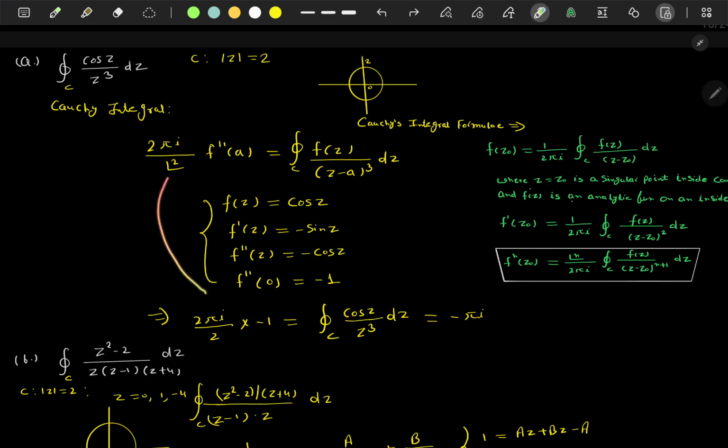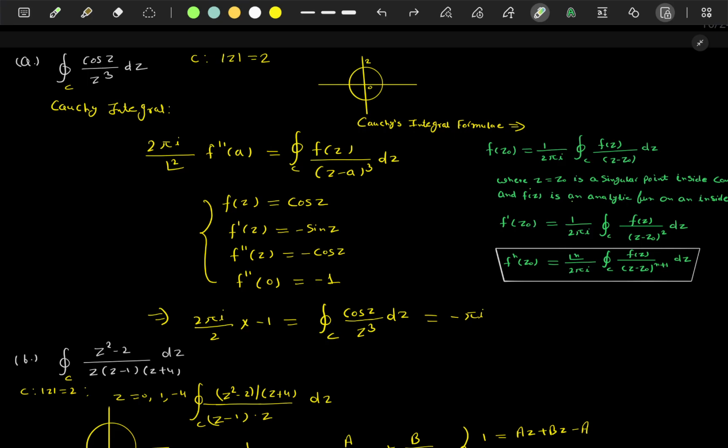Simply put the values here, and you will get the value of the complex integration of cos z by z cube equal to minus pi iota. It's very easy once you practice it. Simply look at the function, what it's saying. If in the denominator only z is there, you can calculate the value of the complex integration by multiplying the value of the function at that point with 2 pi iota.